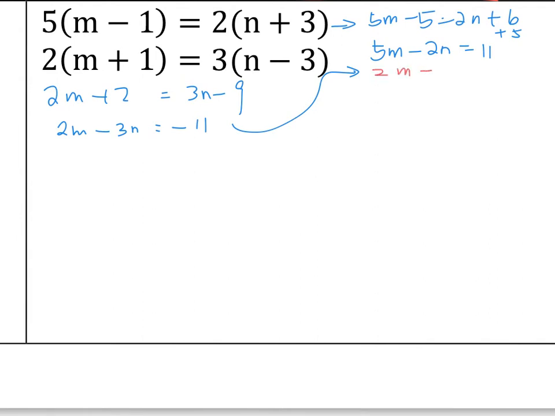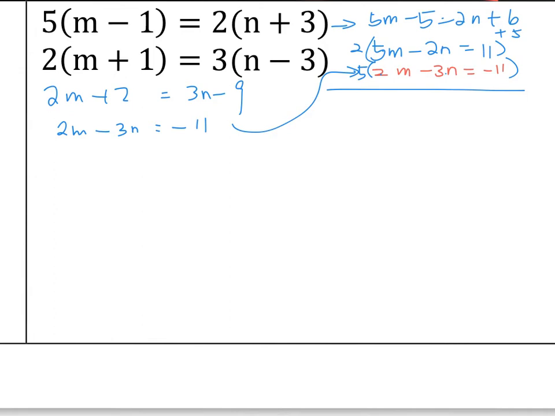2m minus 3n equals negative 11. And it looks like we need to multiply both equations by an LCM between 5 and 2, or 2 and 3, but I'll choose 5 and 2. So I'm going to multiply this equation by 2 and this equation by 5.